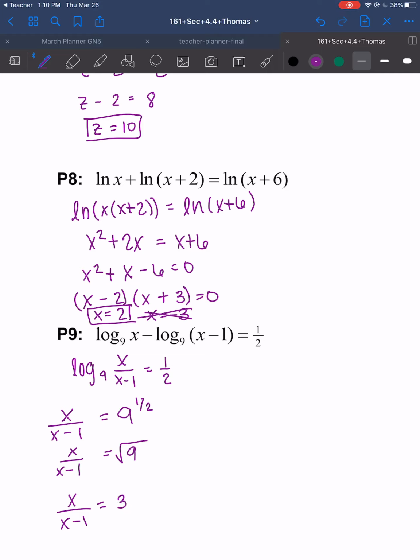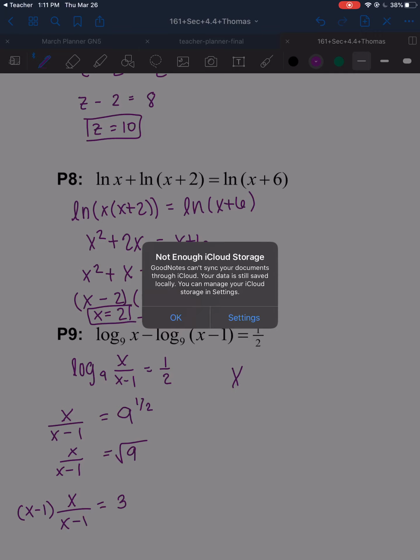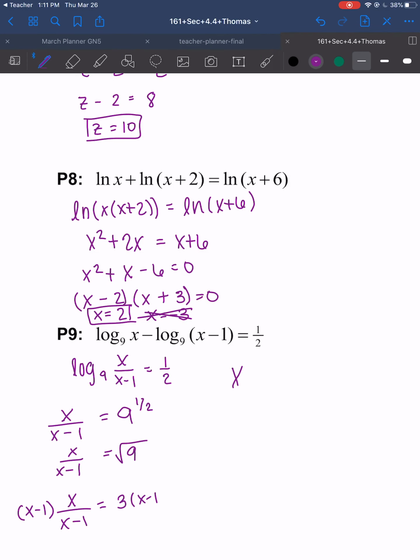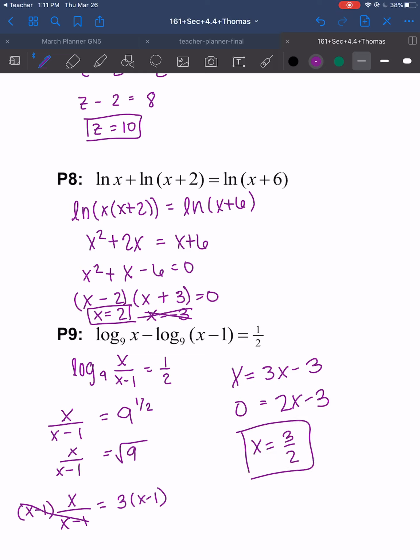So x now equals, I'm going to multiply x minus 1 on both sides. I'm going to distribute, 3x minus 3, and then 0 equals 2x minus 3. So you get x equals 3/2 when you solve for x. And that does work.